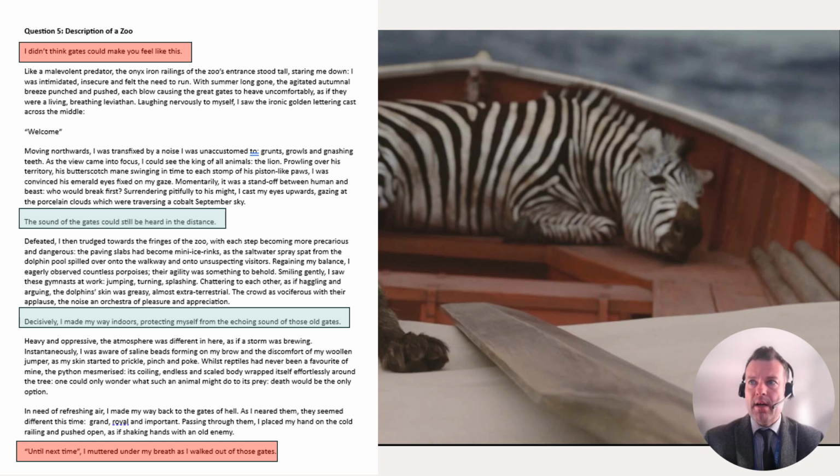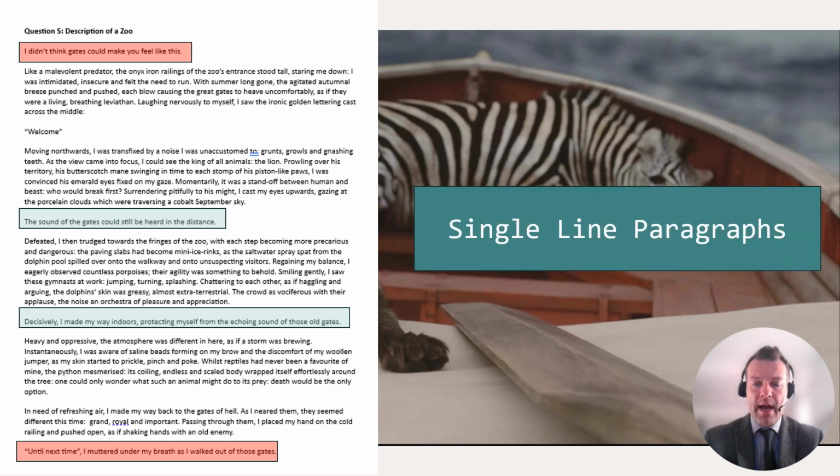And another technique is the use of single line paragraphs, and you can see here on this piece of description there are lots of single line paragraphs. There's 3 of them, but the 2 I've put in blue highlights are really important, and what they do is they relate to those gates again. You see what they say, "The sound of the gates could still be heard in the distance," and then that second single line paragraph, "Decisively I made my way indoors, protecting myself from the echoing sound of those old gates."